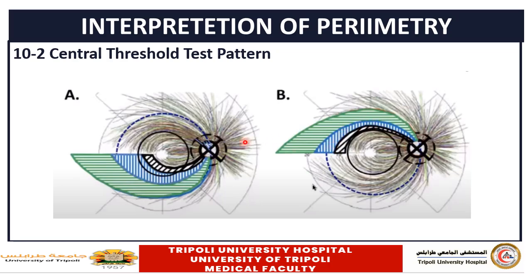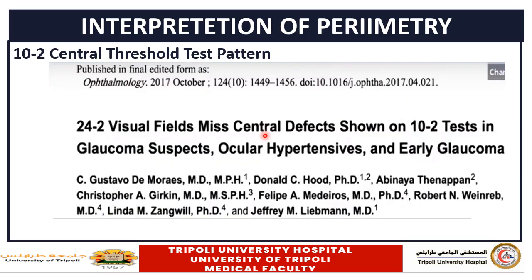So what I want to say is that there is no harm, in cases of glaucoma suspect, early glaucoma or ocular hypertension, in doing both 24-2 and 10-2. If both are normal, your patient is stable and you can follow him. However, if you find a normal 24-2, you should do 10-2 to make sure that your patient is stable. You cannot exclude early glaucomatous damage just by looking at the 24-2. This message should be clear for all students or anyone interested in glaucoma.